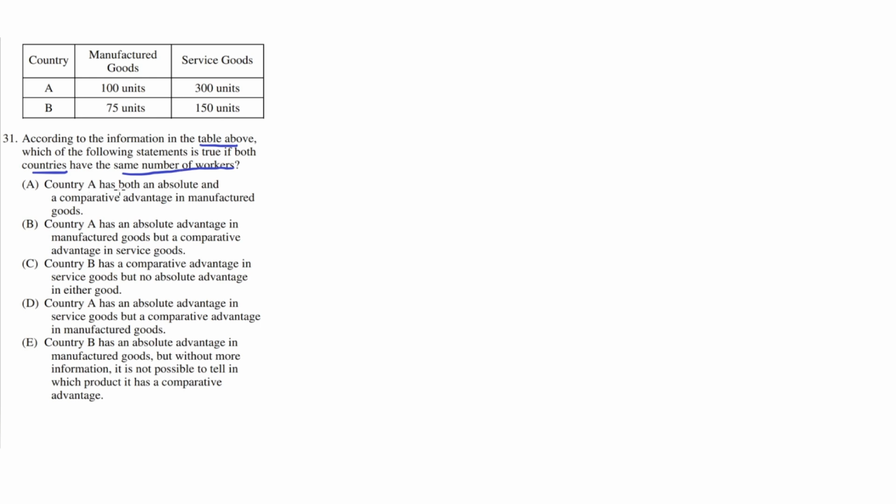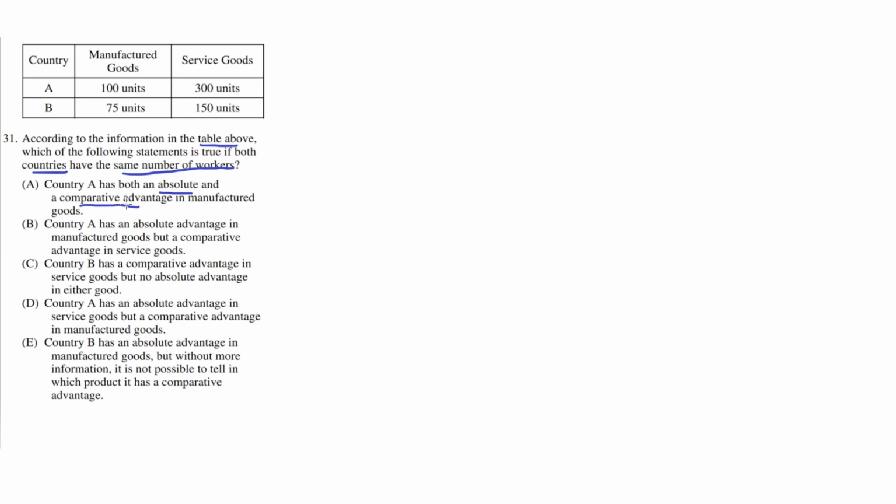So option choice A says that country A has both an absolute and comparative advantage in manufactured goods. So let's look at the table here. When it says that country A has an absolute advantage in manufactured goods, it means that country A can produce more manufactured goods than country B can. And looking at the table, we can see that this is true, because country A can produce 100 units of manufactured goods, but country B can only produce 75 units of manufactured goods. So it is true that country A has an absolute advantage in manufactured goods.